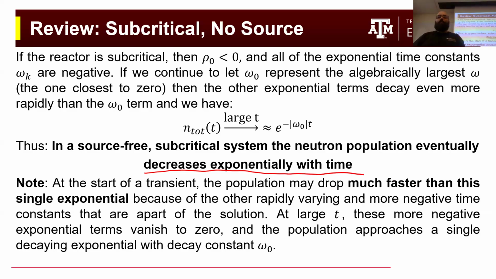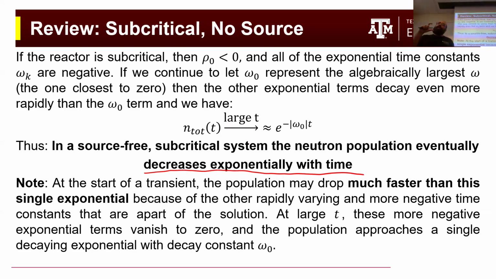And we're ignoring that at the very early stages of that transient, we are going to have all of those other negative exponentials, which are going to be influencing our solution. They could make our solution drop faster or slower than what one single exponential can do. This is only talking about the behavior of the solution at a larger amount of time. So not instantly after, but at some later time.